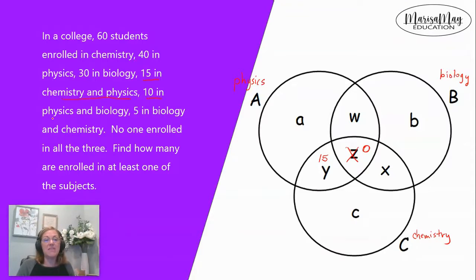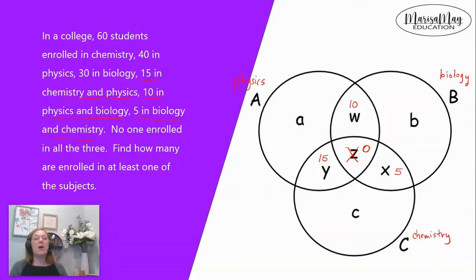Next, let's do the 10 taking physics and biology. So that's going to be circle A and circle B. Where do those overlap? That's in W, and there are 10 taking that. And then finally, we have 5 in biology and chemistry. So that's going to be circle B and circle C, and that overlap region is going to be region X.